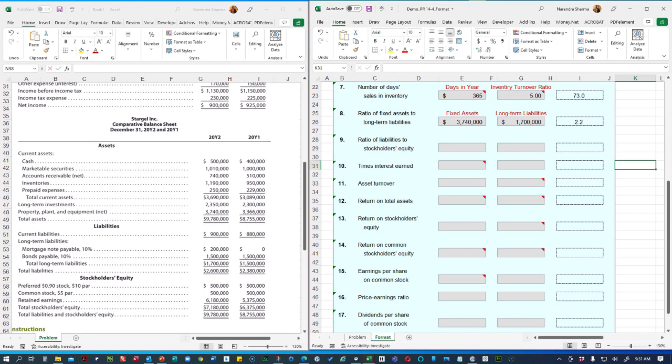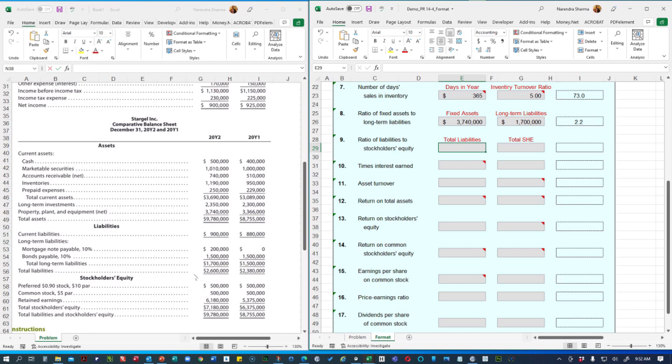Now we are moving on to number 9 ratio. Number 9 ratio is the ratio of liabilities to stockholders' equity. So what we are going to do is take the total liabilities. Remember, not the long term but the total liabilities, and divide by your total stockholders' equity. I'm using a short form here. Now where do you find these? Of course, both pieces of information are available in the balance sheet.